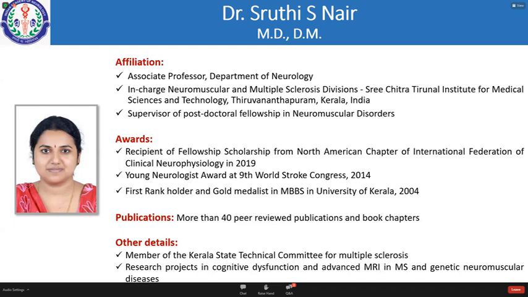She has received lots of fellowships, Young Neurologist Award. She's a rank holder and gold medalist, I think, from 10th standard onwards. I don't think she missed any gold medal from 10th standard onwards, to 10, 12, pre-degree to medical college. She has a lot of publications, and she's in the Kerala State Technical Committee of Multiple Sclerosis and a lot of research projects in MS and in genetic neuromuscular disorders. Over to you, Dr. Sruthi.